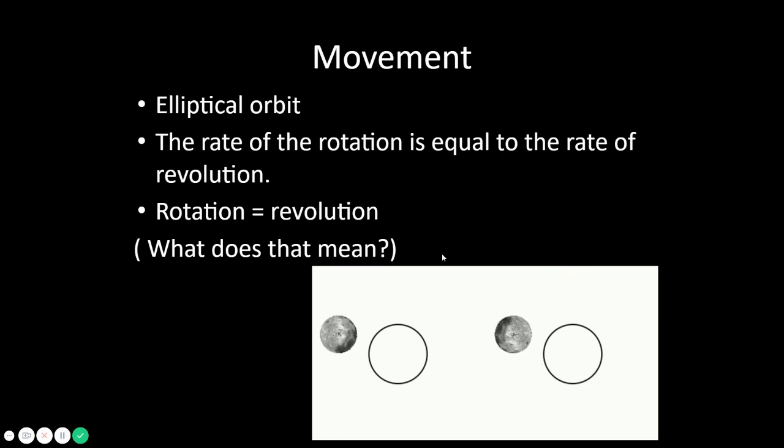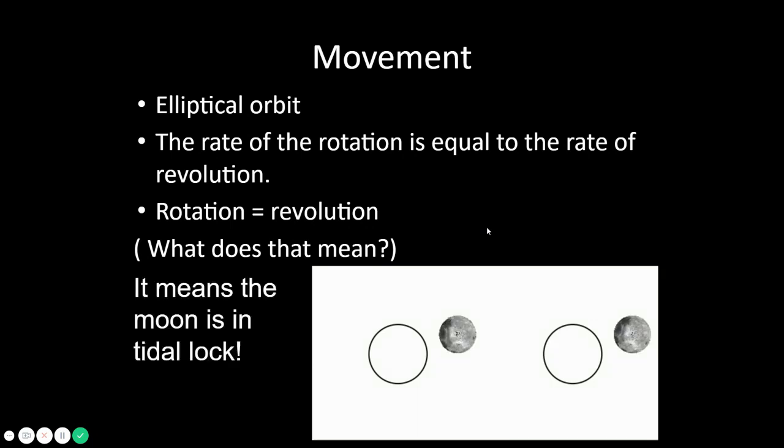So what does that mean? An elliptical orbit and we only see one side. It means the moon is in a tidal lock. That means the moon and the sun are pulling on Earth's oceans, causing high tides and low tides.